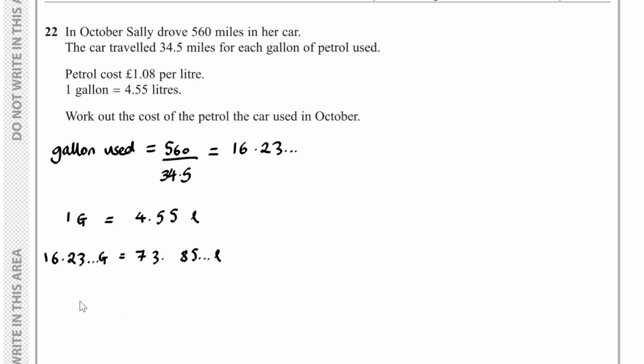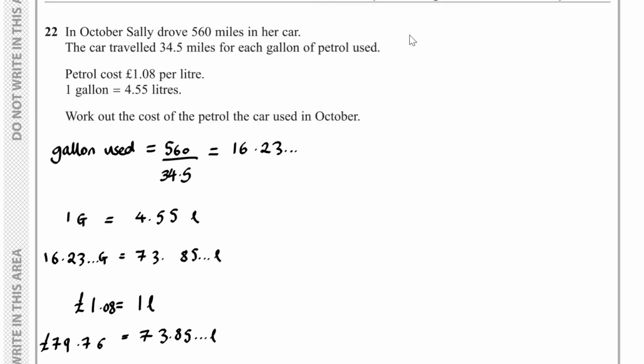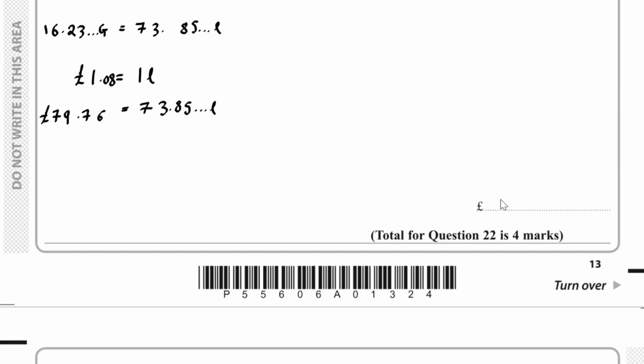So £1.08 is equal to 1 litre. So therefore, for 73.85, etc. litres, we multiply this amount by 1.08. So it turns out we get 79.76. So we have £79.76. So let's just write that down. We have £79.76.